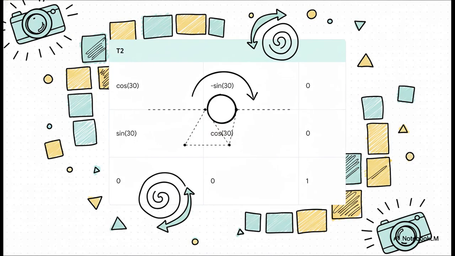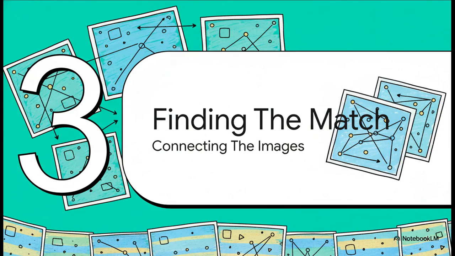Now, the recipe for rotation looks a little scarier, I know. It uses trigonometry, sines and cosines, to handle the curves. But the idea is exactly the same. It's just another precise set of instructions. We tell the computer what we want, rotate this point 30 degrees, and this matrix tells it how to do it.